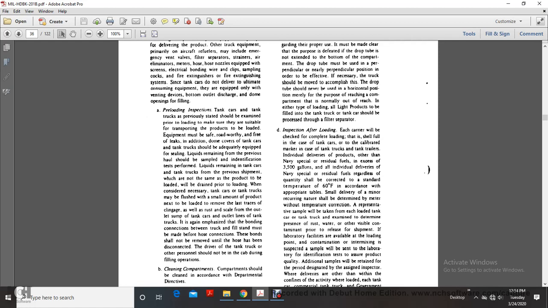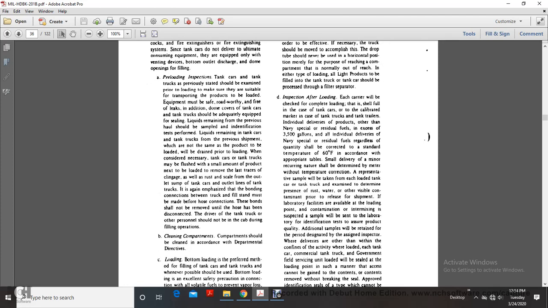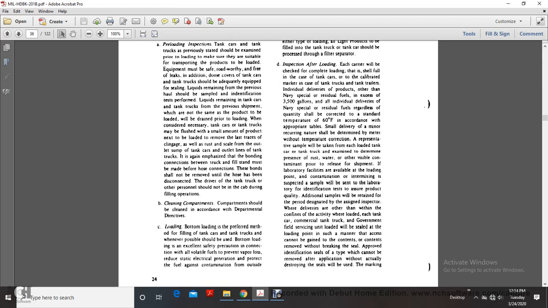When necessary, the tank car or tanker truck must be flushed with a small amount of the product next to be loaded to remove the last traces of the previous load, as well as rust and scale, from the outlet sump of the tank car and the outlet line of the tank truck. Emphasize the bonding, with the connection between the truck and the rack being made before the hose connection. These bonds shall not be removed until the hose has been disconnected. The driver of the tank truck or other personnel should not be in the cab during the filling operation.